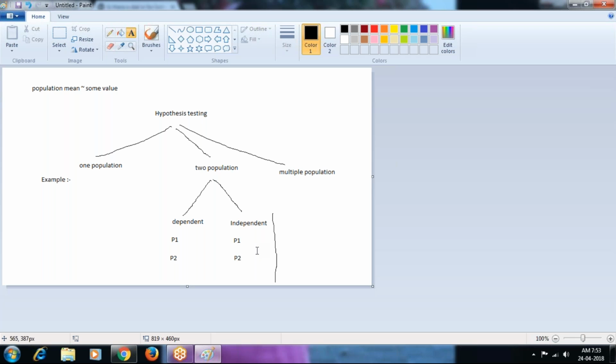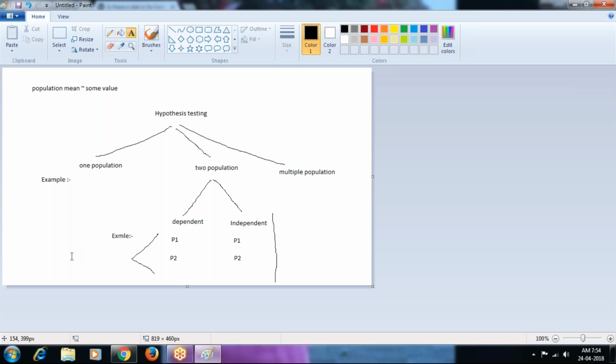Okay, an example: you take the same population, and you want to introduce something like a dieting course. For the same population, you take the average weight of the population before introducing the diet, and after the introduction of the diet.